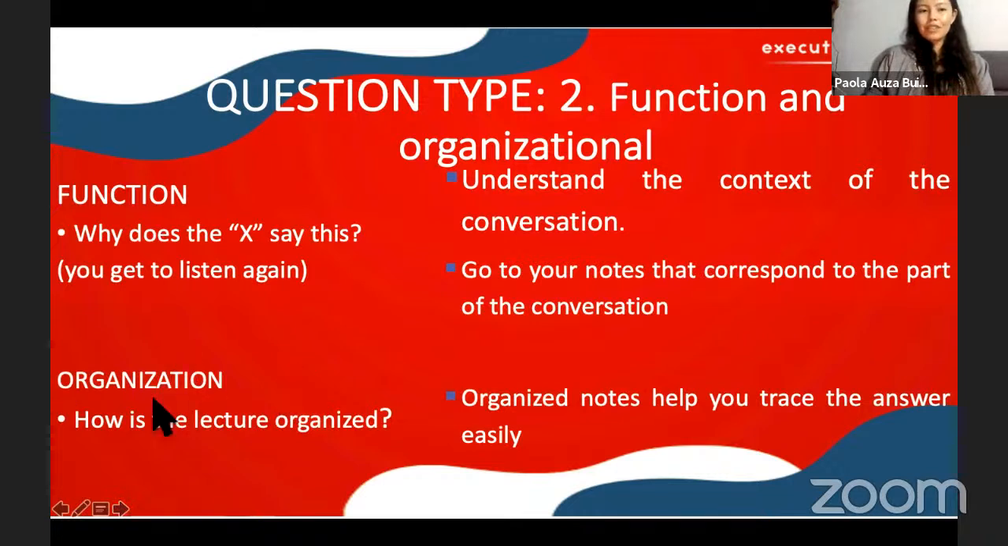forget about the vowels. Then we have the organizational type of question. They're going to ask us about how the audio is organized. So also we can refer to our notes to find the information. Okay, so we are going to get maybe 1 or 2 of these questions, not more than that, and one main idea question.